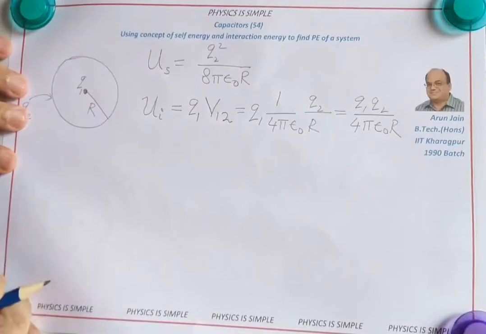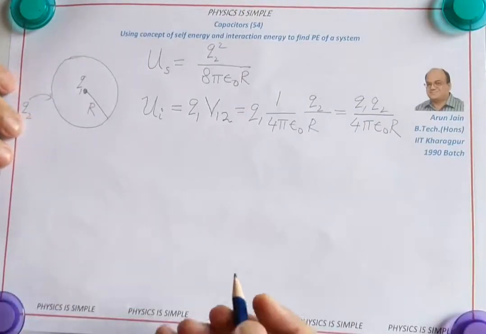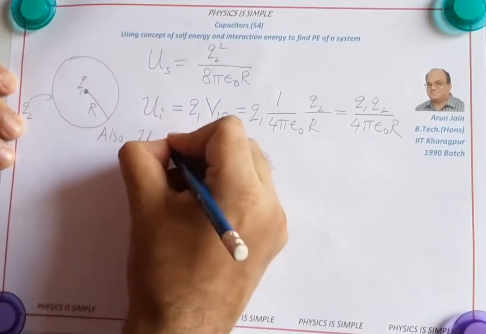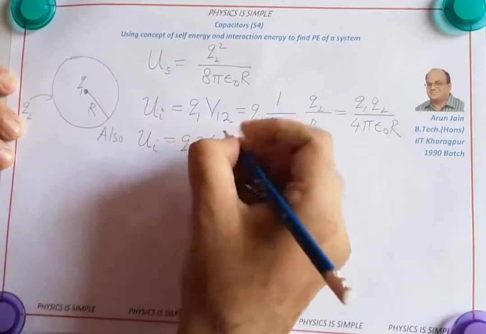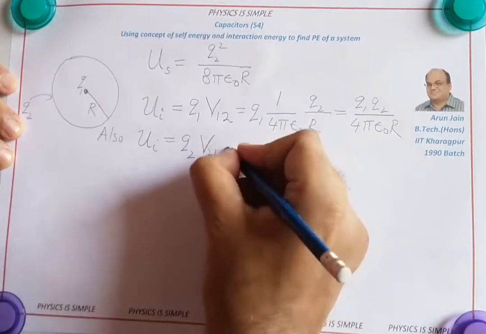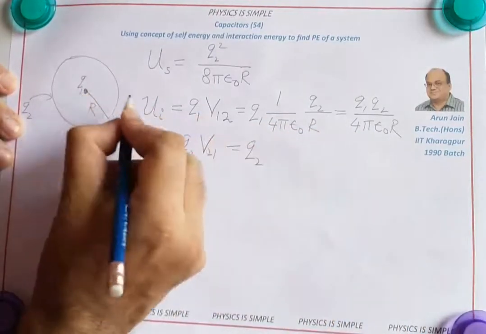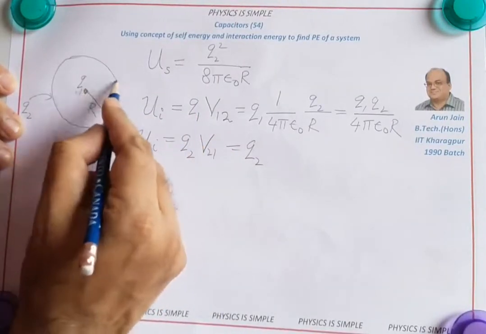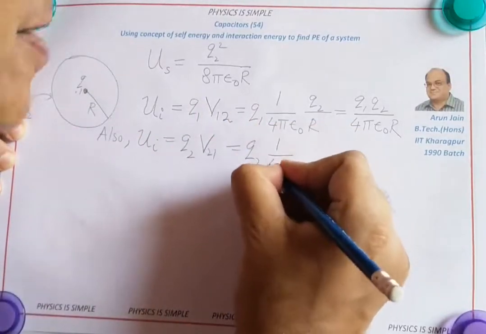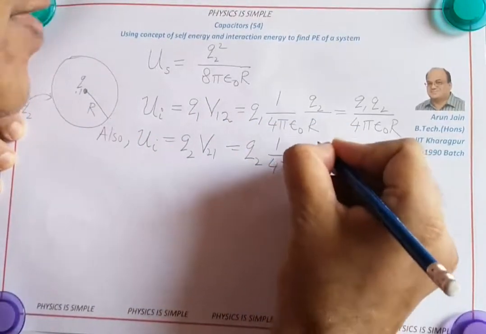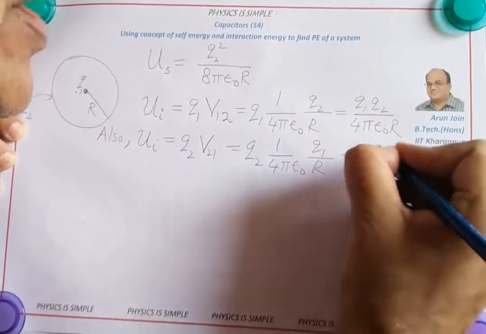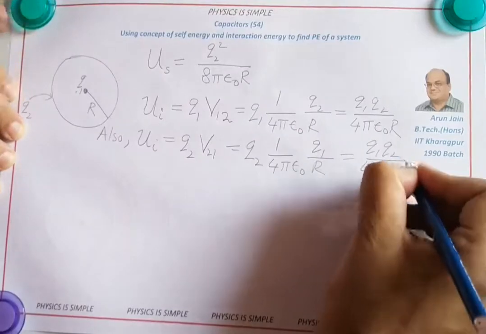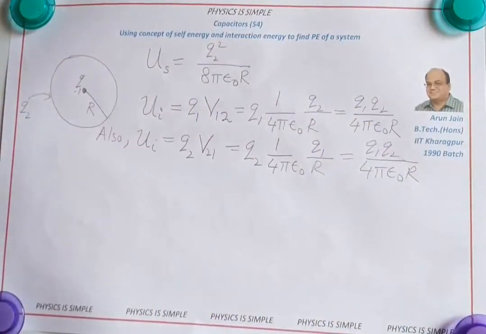We could have calculated this by looking at the other charge also. So this interaction energy is also equal to charge Q2 multiplied by the potential at 2 due to 1. So charge Q2, and the potential at 2 due to this one will be equal to 1 by 4 pi epsilon naught Q1 by R, and therefore we'll get this as Q1 Q2 by 4 pi epsilon naught R. So this is calculated by two methods. We got the same answer.